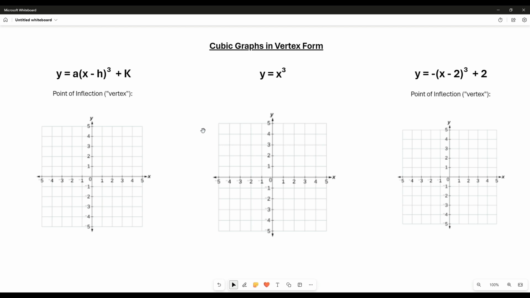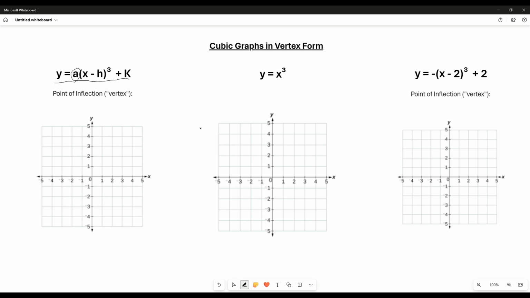So, today we're going to be going over how to graph cubics when they are in vertex form, which is the form that you see right here. So, what do each one of these variables represent? So, A right here is going to represent your stretch factor, essentially. So the higher A is, the skinnier the graph is when you graph it.